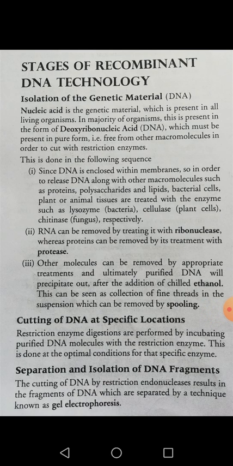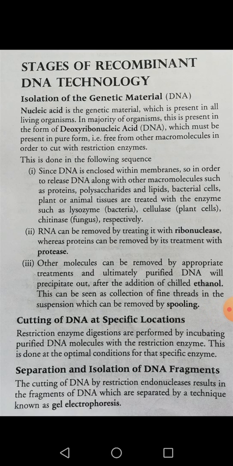Means in the first stage we have to isolate the genetic material of that organism from which we need a desirable gene. Is it clear? Now the second step is cutting of DNA into small fragments. Now we require only a gene, so we have to cut the DNA into smaller fragments. Now what we have to do in the next stage? In the next stage we have to separate out all the fragments of the DNA because we have to select our desirable fragment. Is it clear?